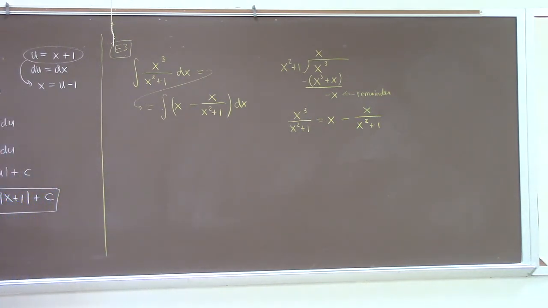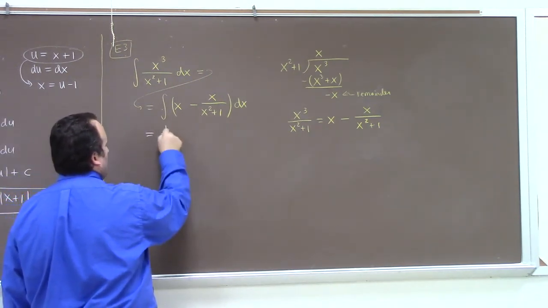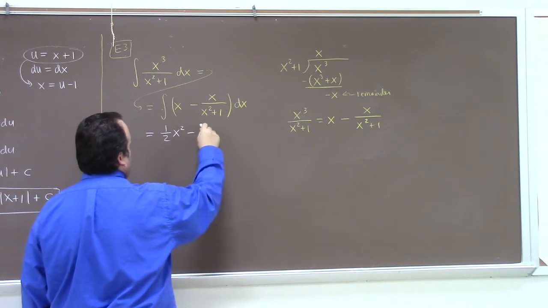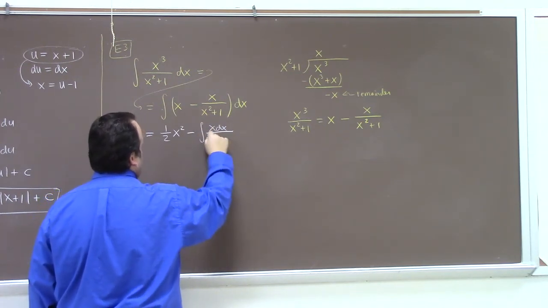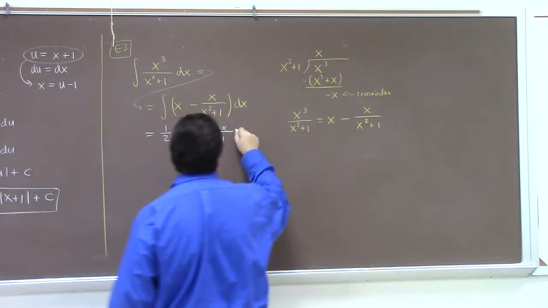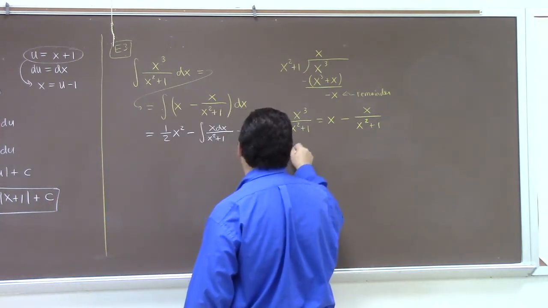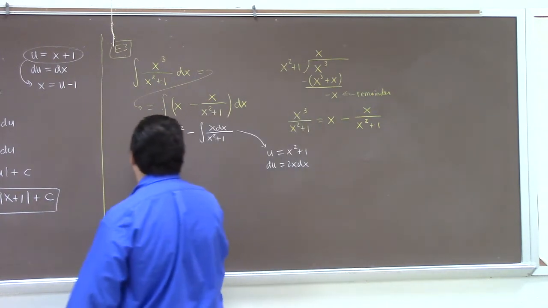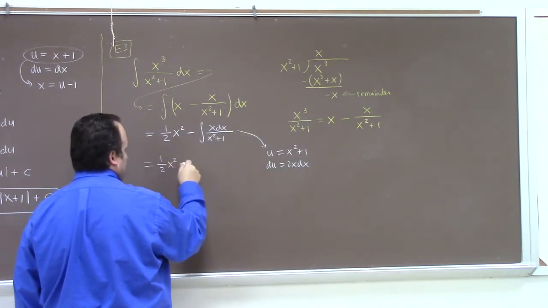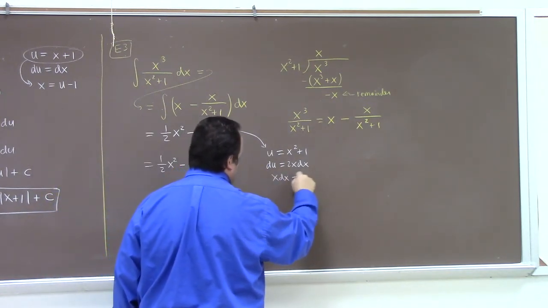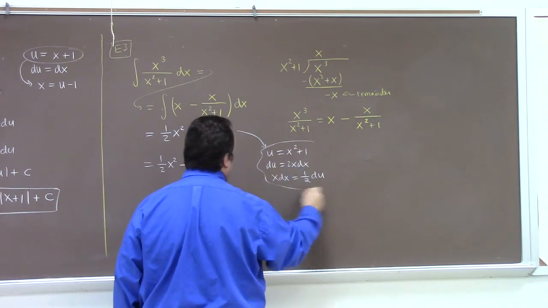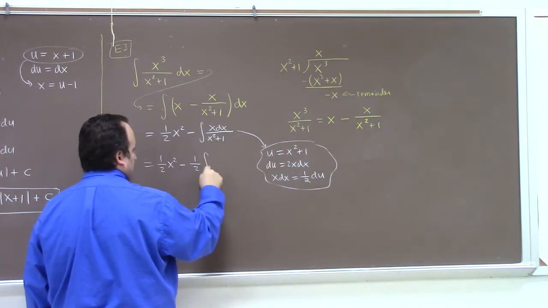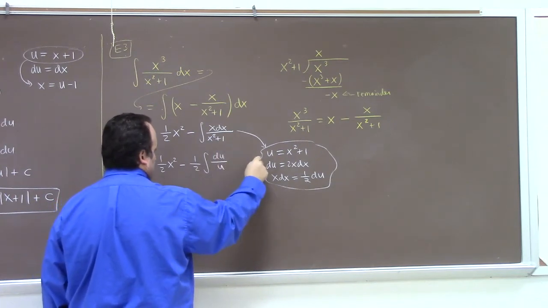And then, of course, the x we can just straight up integrate, right? What is that? Yeah, 1 half x squared, right? Minus the integral of x dx over x squared plus 1. I suggest we make a u equal x squared plus 1 substitution. So du is 2x dx. So that gives us x dx is what? x dx is 1 half du. So we have 1 half the integral of du over u.